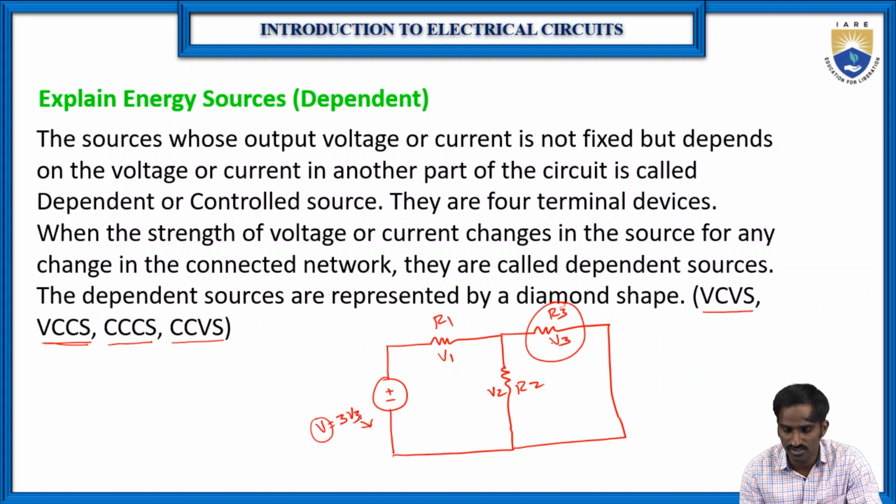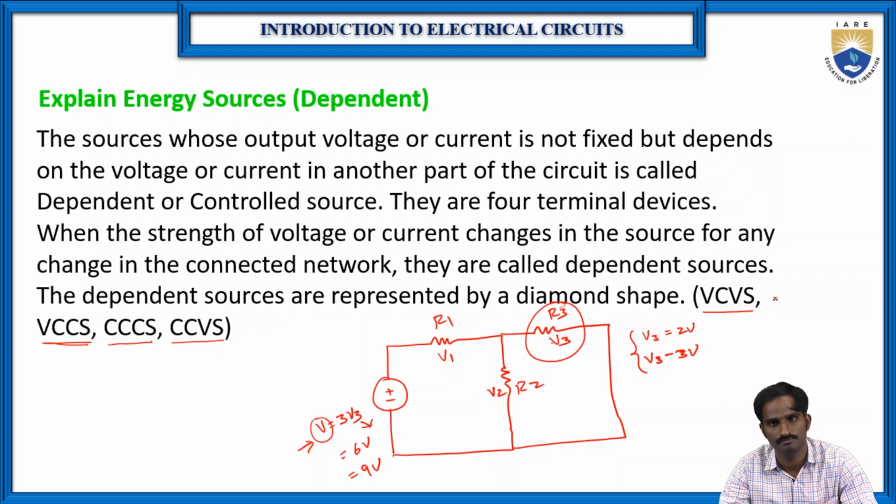Which means, suppose V3 is equal to 2 volts, then this voltage source is 3 into 2, which is 6 volts. But if V3 is equal to 3 volts, then it is 9 volts. So this voltage source is controlled by the voltage across the resistor R3, which is V3. That's why it is a voltage controlled voltage source.